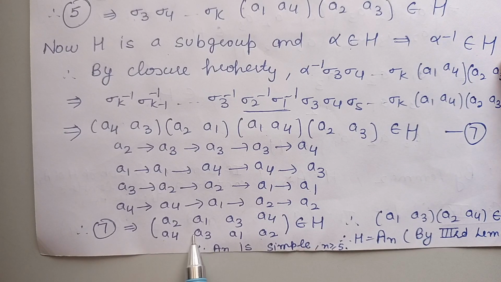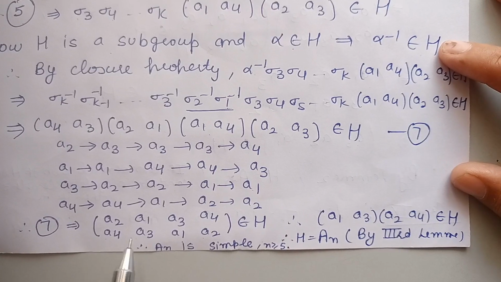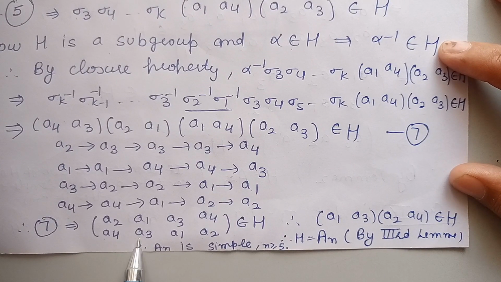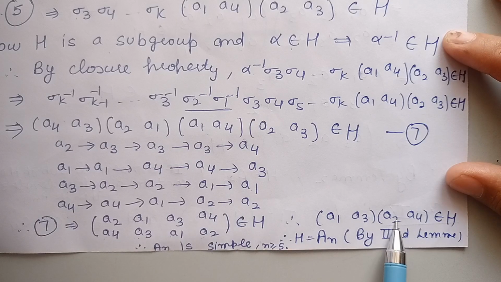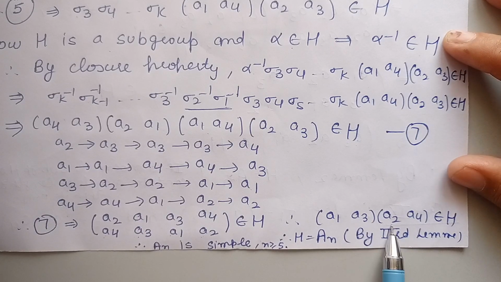You can write it as the product of two transpositions. You can see A1 goes to A3 and A3 goes to A1. This becomes one cycle, and the other cycle in which A2 goes to A4 and A4 goes to A2. Thus we have written this cycle as the product of two transpositions.